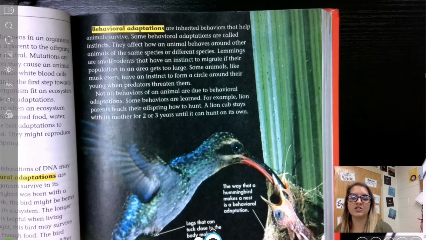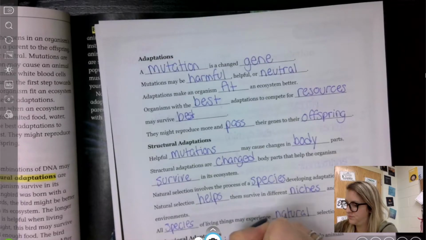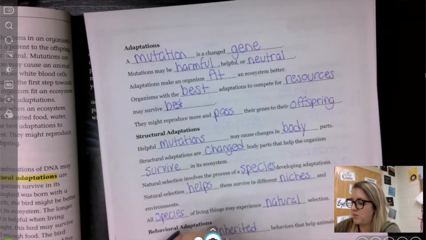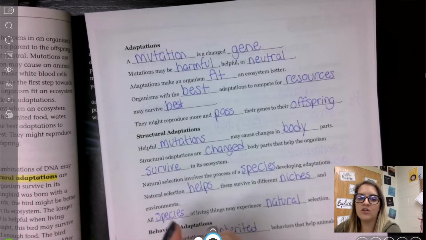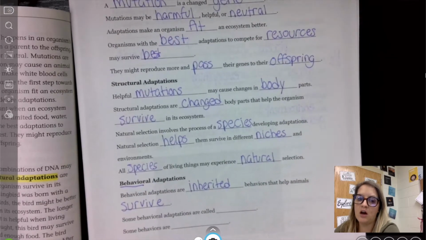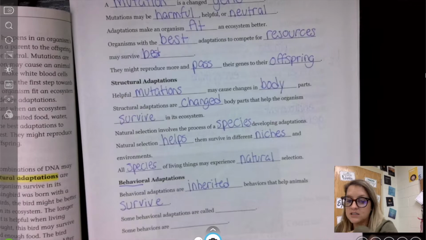Behavioral adaptations are inherited behaviors that help animals survive. So again, it's all going to be about survival. And when you see behavioral adaptations, you see the word behavior in there, so it's going to be really important that it's how they act instead of how they look.